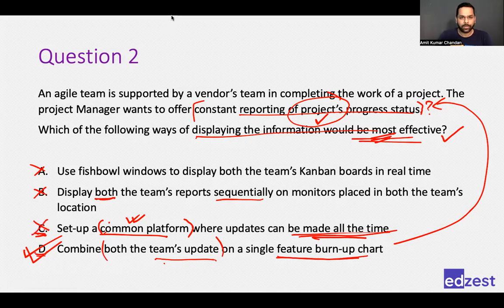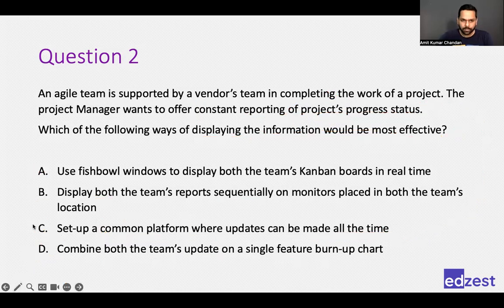Is it clear, everyone? Any doubts? Just one more concern. Can we add that even in option C, it does not say whether the other team is sitting together or in a different location, or our location is also not clear, right? So we can avoid that as well, right?